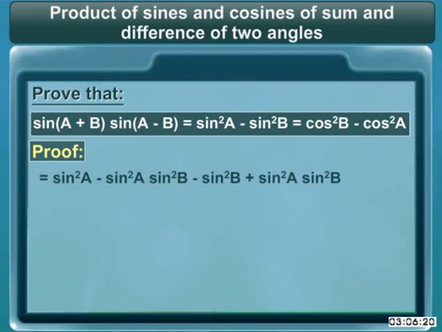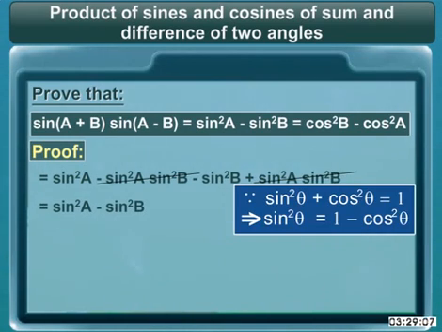Now further solving this, we get it is equal to sin square a minus sin square a into sin square b minus sin square b plus sin square a into sin square b. After cancellation, it will be equal to sin square a minus sin square b.